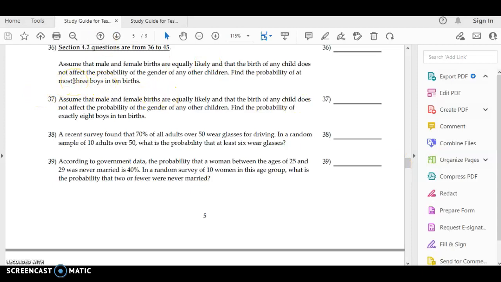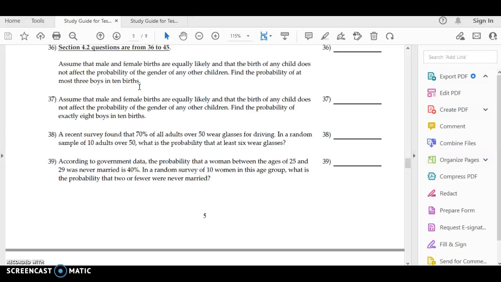Number 36 says, assume that male and female births are equally likely, and that the birth of any child does not affect the probability of the gender of any other children. So we want to find the probability of at most 3 boys in 10 births. This is the type of question that you're going to answer with the binomial probability distribution.